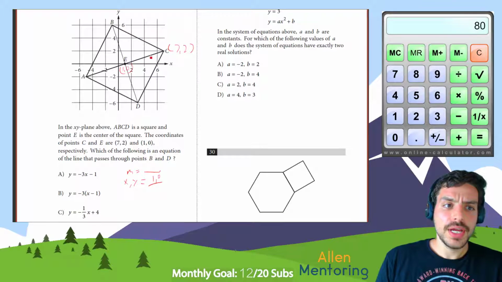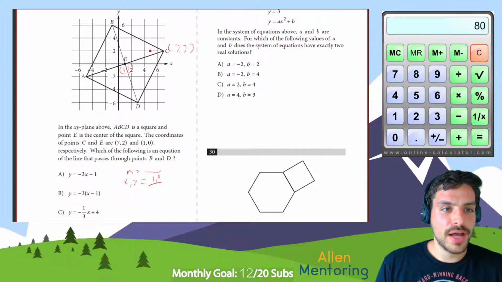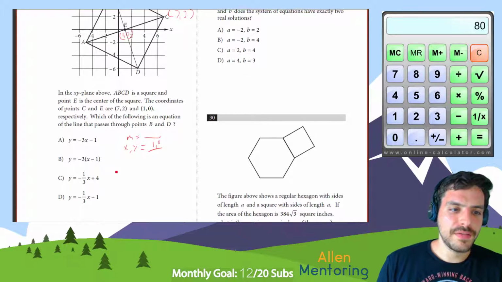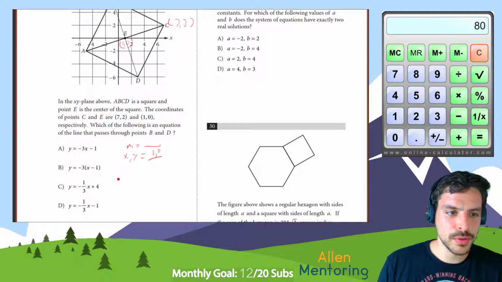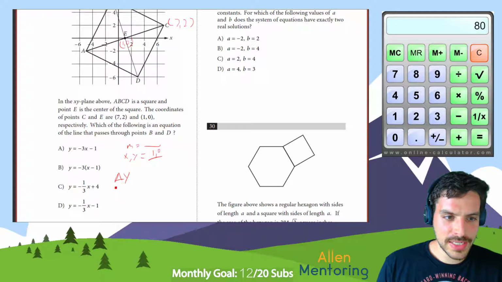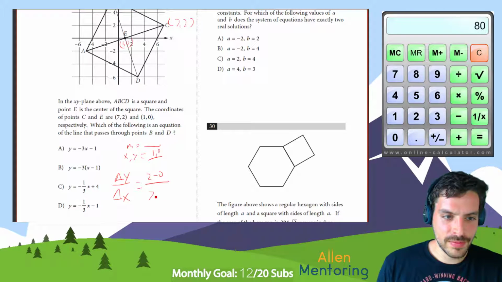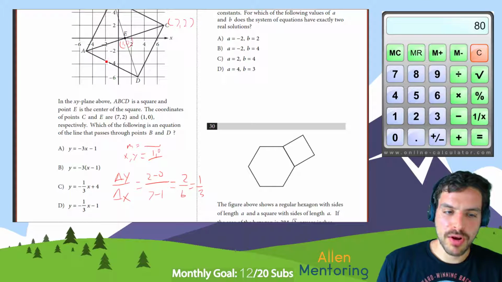So all we need to do is find the slope of AC, and then find the perpendicular slope to that one. How do you find the slope of AC? We have two points, (1, 0) and (7, 2). We take the difference of the y's divided by the difference of the x's. So that's 2 minus 0 over 7 minus 1, which equals 2 over 6, which is 1/3. So the slope of AC is 1/3.